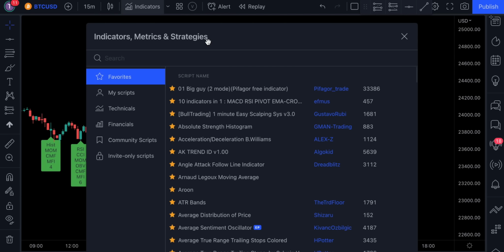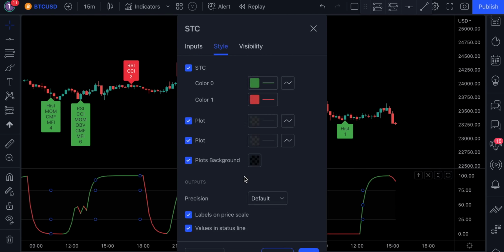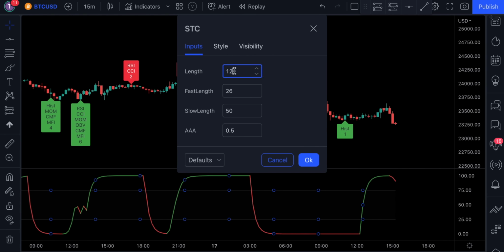So for our first method of using divergences, we need to add another tool to our chart that's called STC. STC indicator a better MACD by Sean KM. Let's access its settings and change the length from 12 to 19 and the fast length from 26 to 27.